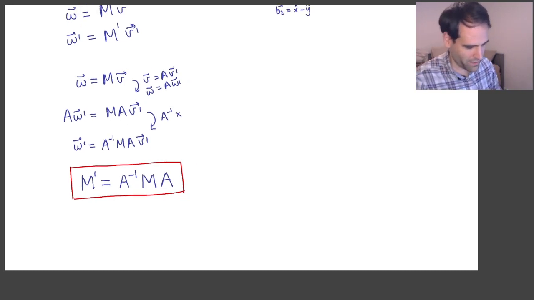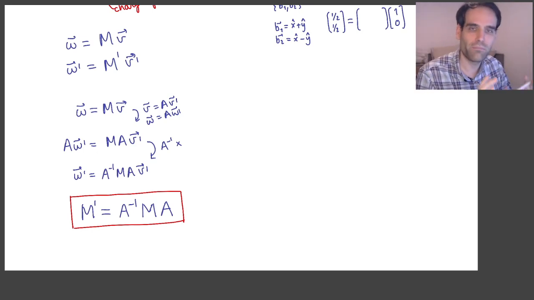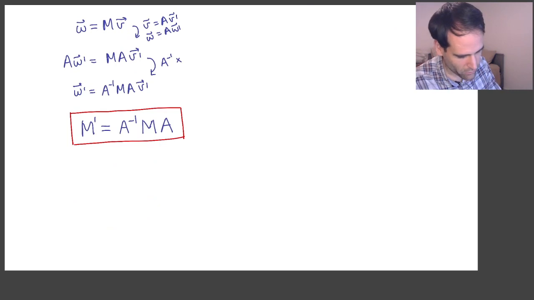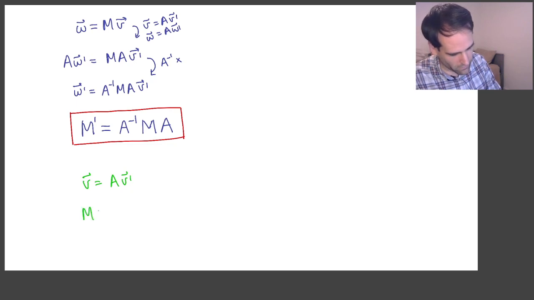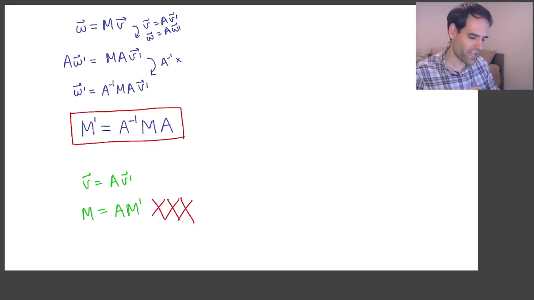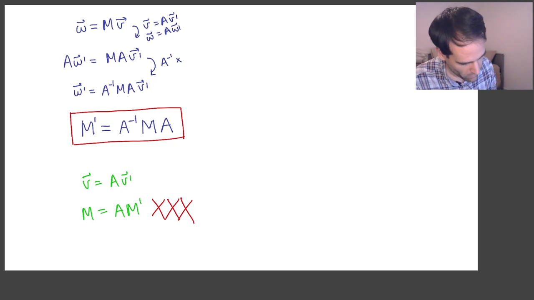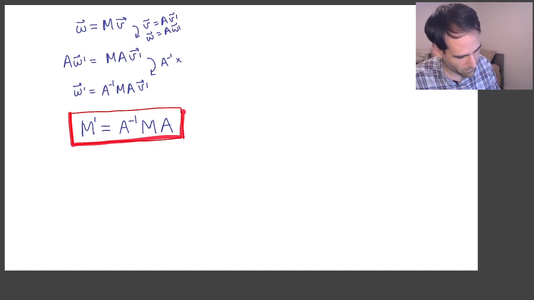Now, this was very involved, but I think that the logic makes perfect sense, right? But a common mistake is, if the vector V is equal to the change of basis matrix times vector V prime, it's very easy to think that given a matrix M, to change the basis you just have to multiply by A, and that is wrong. That is ignoring the fact that you are changing both the input and the output of the matrix. So let's remove this, which is wrong. This is the equation for the change of basis.